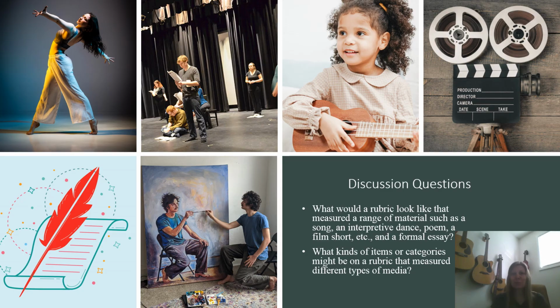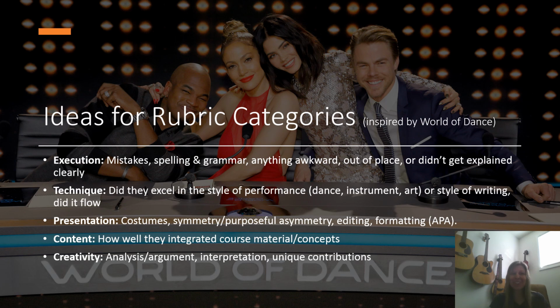I wonder what a rubric would look like that measured different types of material, such as a song or an interpretive dance or a poem or a short film, against a formal essay. Perhaps it would look something like this, like from World of Dance. They had to judge different types of dance against one another and came up with this rubric with these items, and then I've added some that might include how we would incorporate an essay into it.